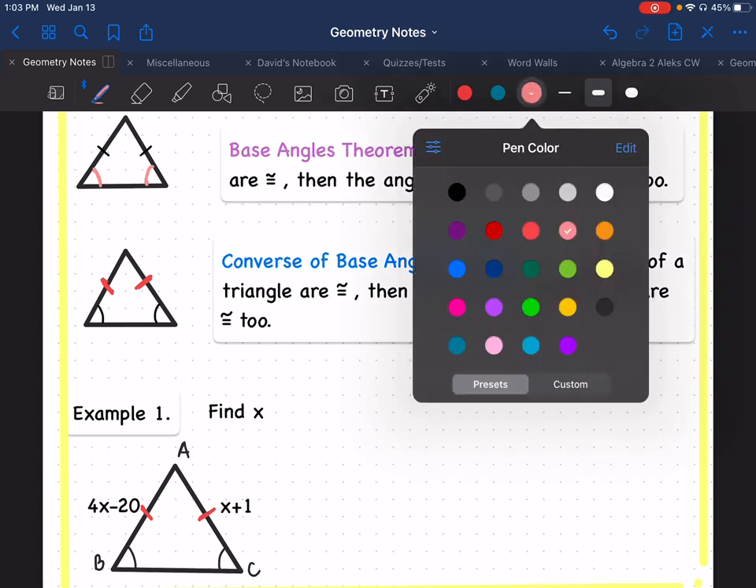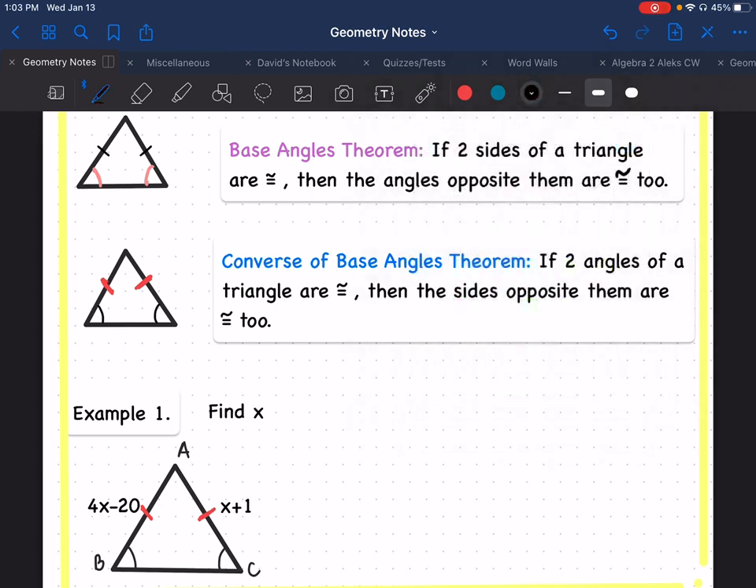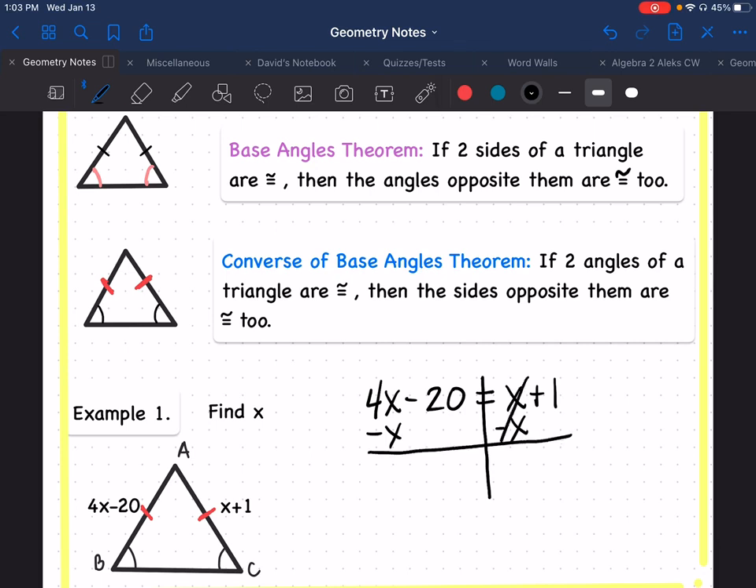So now, since I marked those two sides as equal, to solve for x, I simply set them equal to each other. That's all I have to do. Remember, you can always draw your line if you need it, and you just solve for x. So let me go ahead and do that for you. Move the x first, then you want to add the 20, which gives you 3x equals 21.